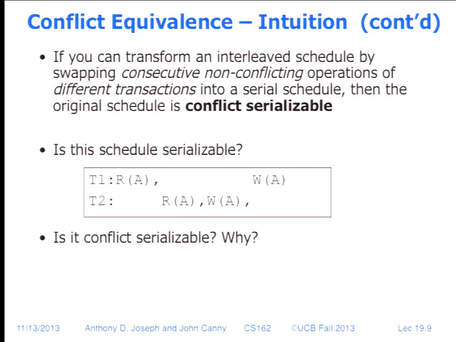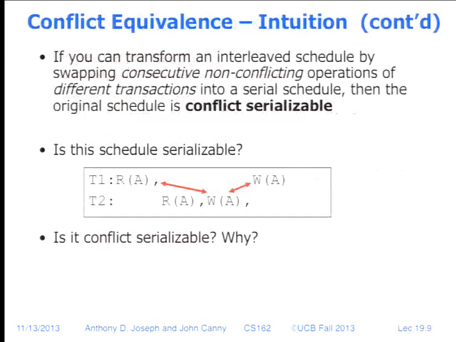Okay, good. All right, so there's three of them here, actually. RA and WA, they're in different transactions acting on the same data, so we can't swap those. These two we can't swap either. And then finally, the writes we can't swap. So in terms of the conflicts, we get these three.